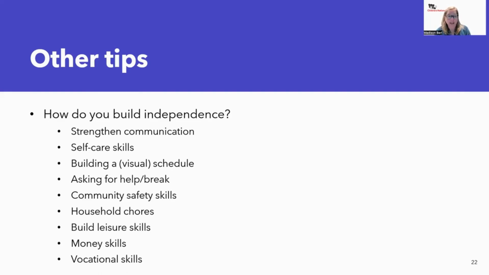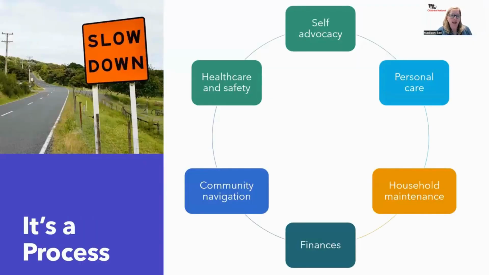I think we think about that a lot already. Household chores is part of building independence. Having fun, choosing what you like to do is also part of independence. Money skills and vocational skills, again, I think we think of those. It's a process. There's a lot to it. Give yourself time and extend it as needed. You don't have to make a decision other than that 18 release of information, but give yourself time to make these decisions.